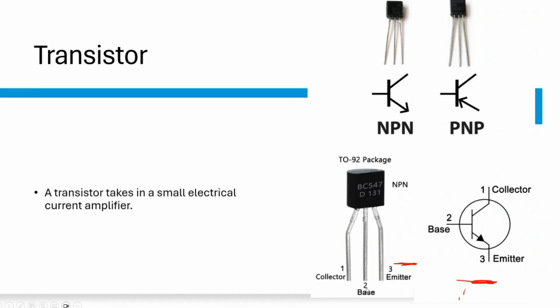Now, another exercise. I want you to put this transistor on a white paper like this and write the names. Hold the flat side facing you. The left one is pin number 1, the middle one is 2, and the right one is 3. Make sure you are holding the flat surface towards you.